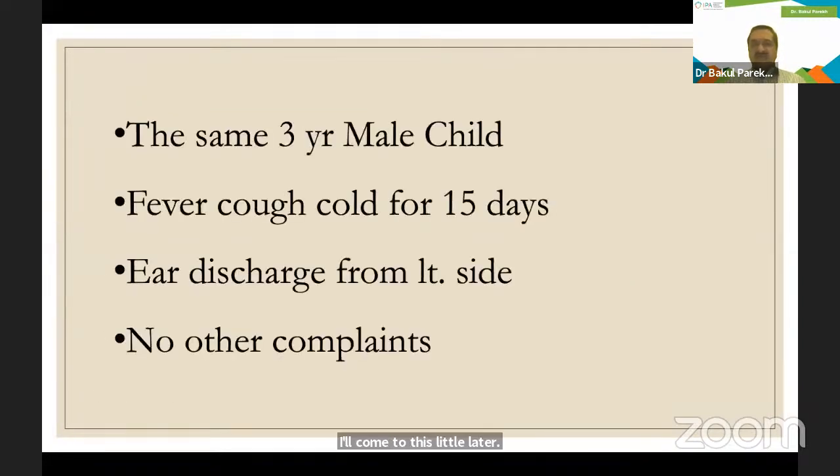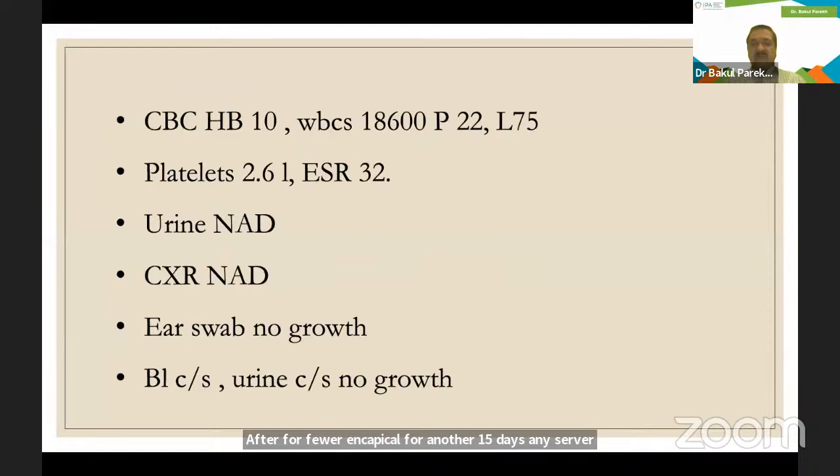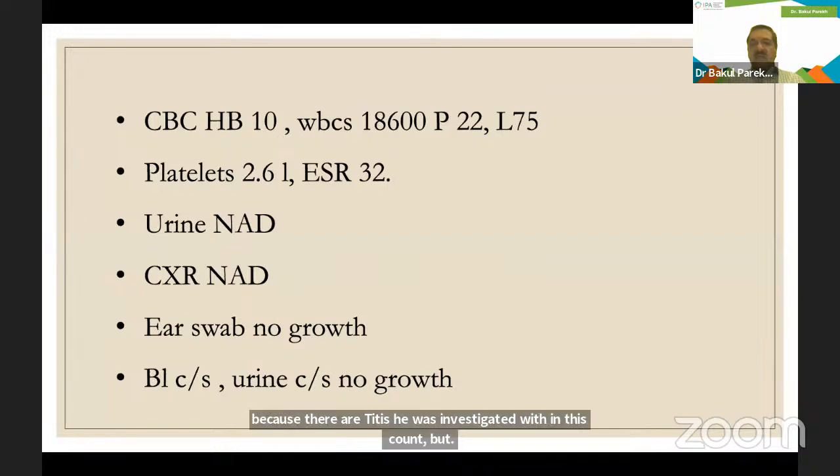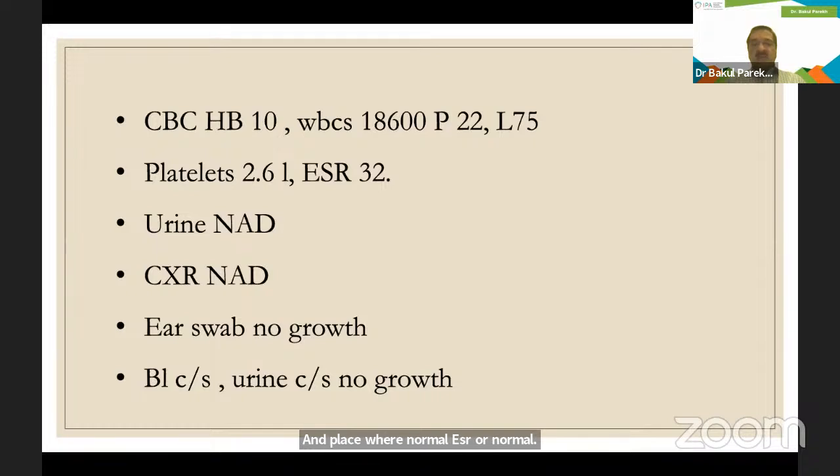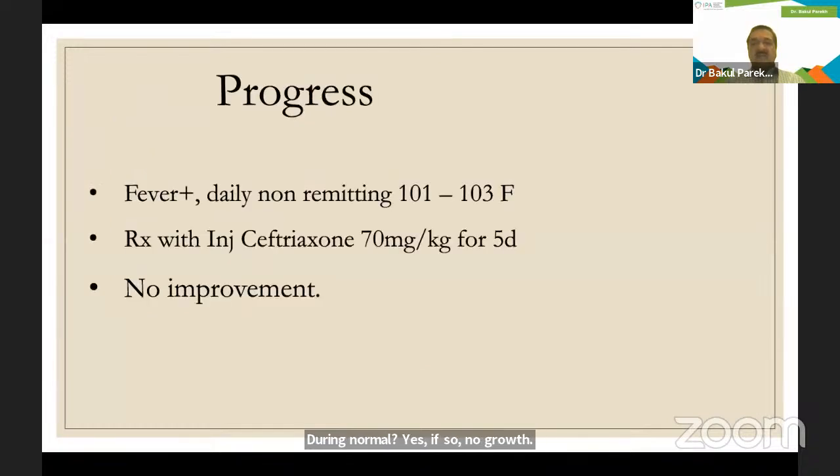The same child, a 3-year male child, after 15 days comes back with fever and cough and cold for another 15 days. Here there was otitis on the left side, and there was no other complaint. Because there was otitis, he was investigated. The count was increased, with lymphocytosis this time. Platelets were normal, ESR was normal, urine X-ray was normal, CSF showed no growth, and blood culture and urine culture showed no growth.